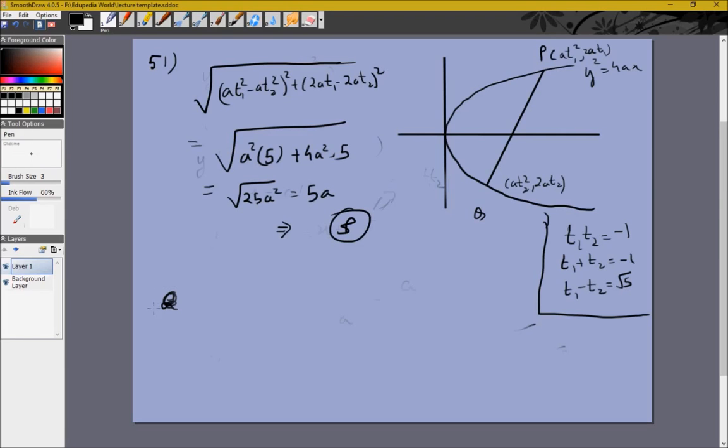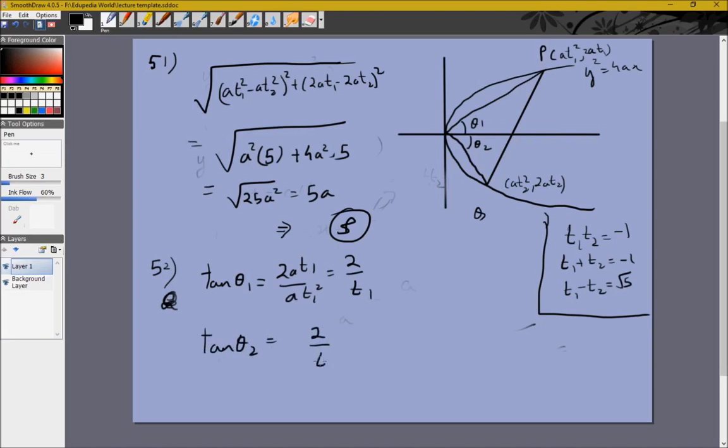Right. 52 is based on the same parabola. We are given that this total angle subtended by PQ is theta. Let's say this is theta 1 and let's say this is theta 2. What is tan theta 1? It is equal to y by x, 2at1 by at1 squared, which is 2 by t1. Tan theta 2 is equal to 2 by t2.